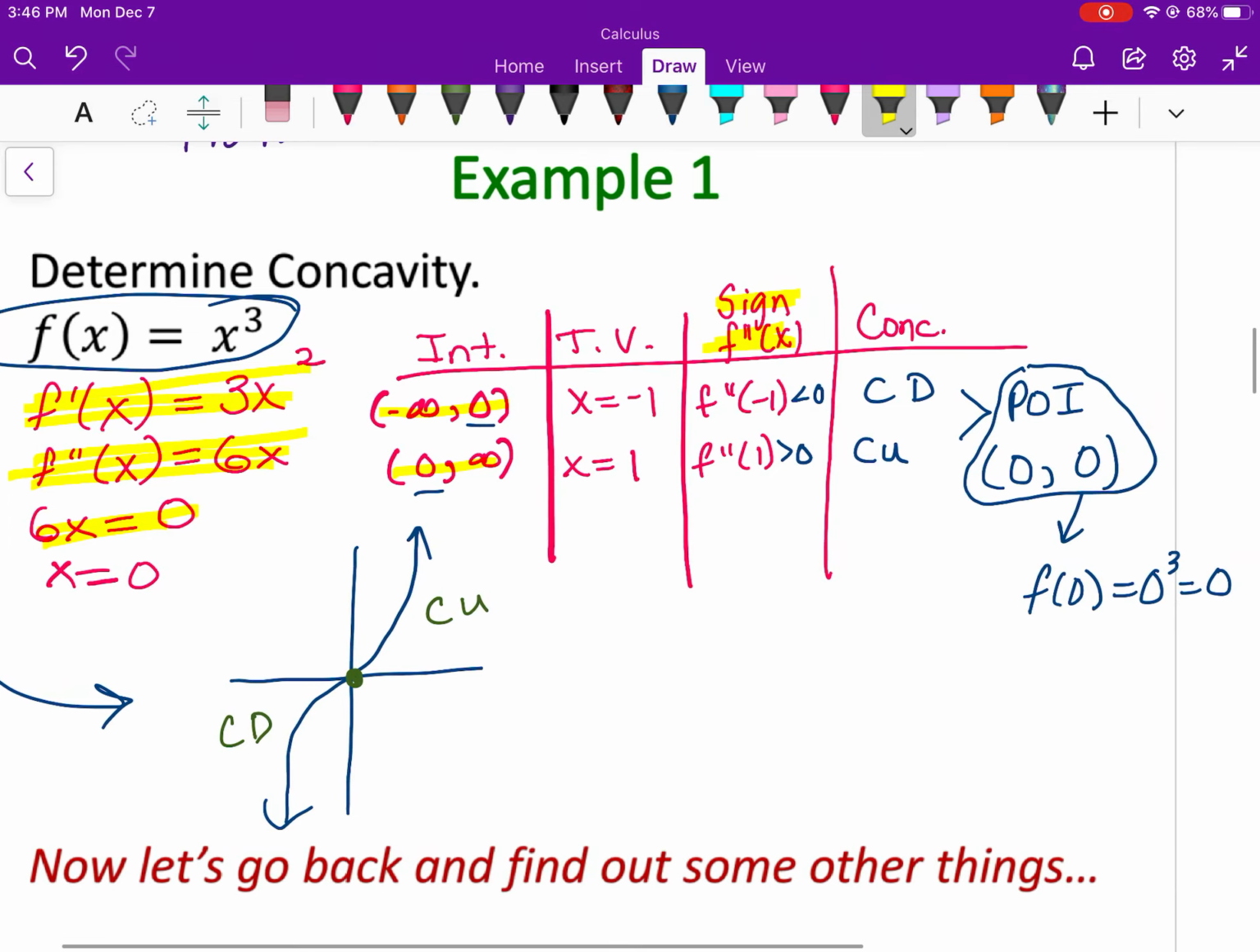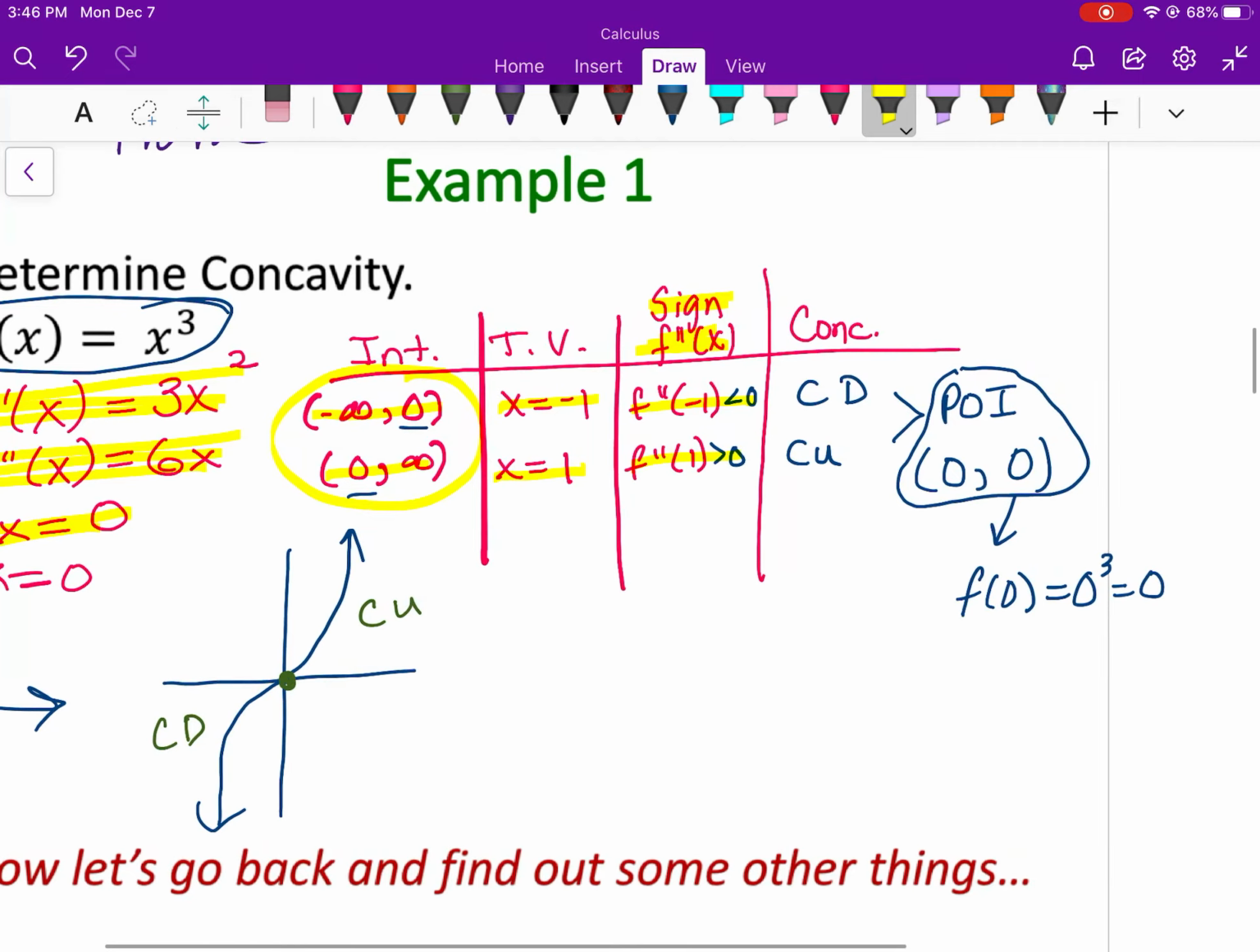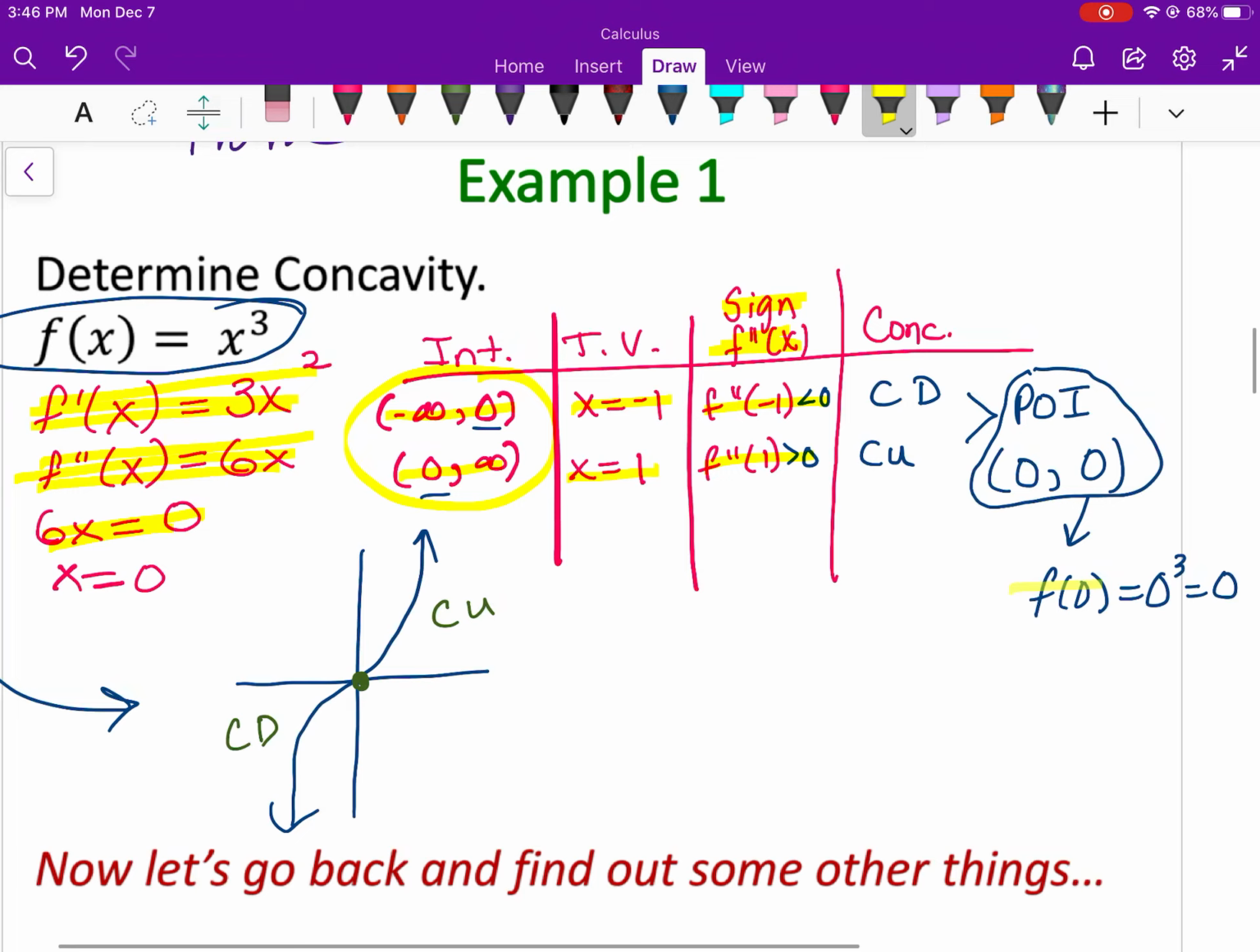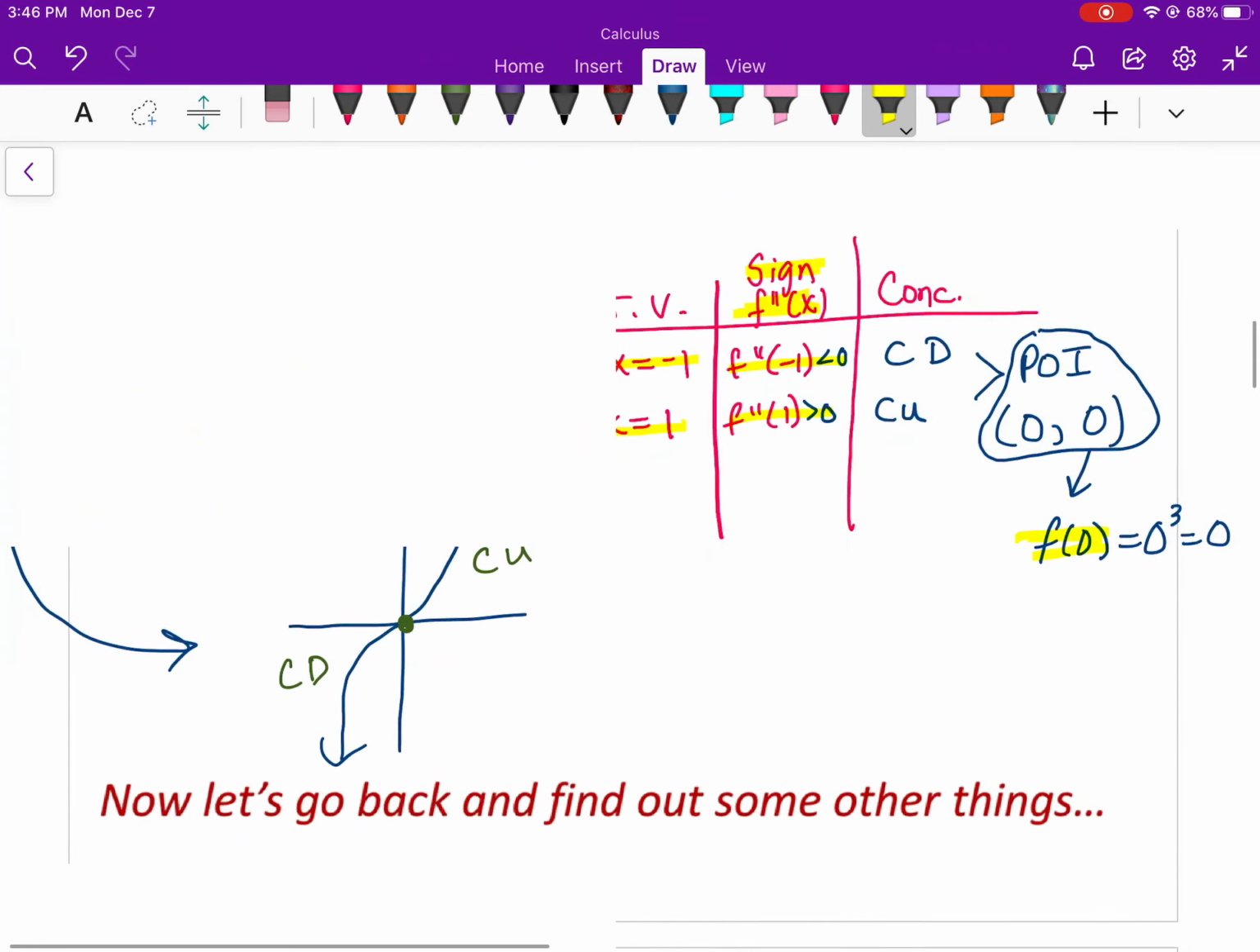When positive, concave up. So you're plugging in a test value from these intervals here into the second derivative, which is here. And then you're telling me based on that observation if it's concave up or down. The only other thing we talked about was how to get the y value, and on that you're plugging the x value back into the original function.